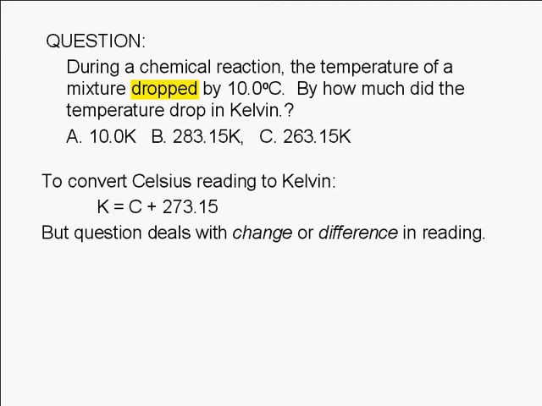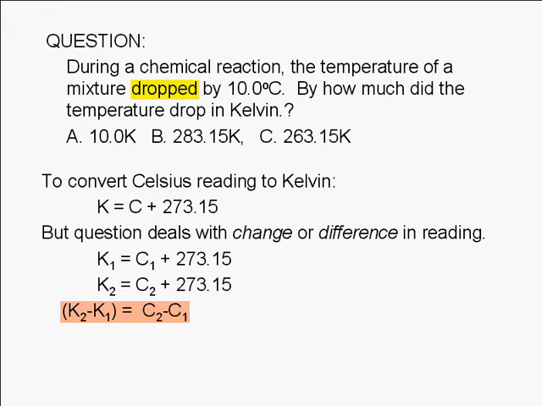Let's see why. Suppose we start with a Celsius reading of C1. The corresponding Kelvin temperature, K1, is C1 plus 273.15. Similarly, the Kelvin temperature corresponding to a Celsius reading of C2 is K2, which is equal to C2 plus 273.15. Now let's take the difference. K2 minus K1 equals C2 minus C1.